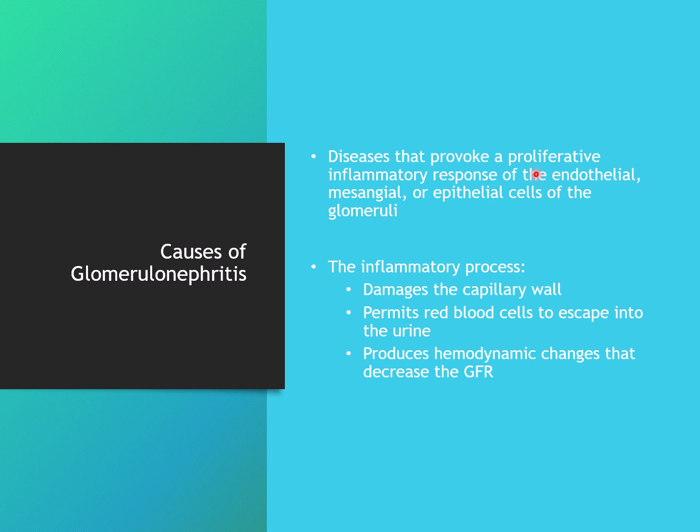So any disease that can provoke a proliferative inflammatory response of the endothelial, mesangial, or epithelial cells of the glomeruli themselves. So things like lupus or post-strep infection, we might see these immunological responses that start to damage the kidneys themselves. And this inflammatory process causes damage to the capillary walls that permits red blood cells to escape into the urine. And it can also produce hemodynamic changes that can lead to decreases in that glomerular filtration rate.